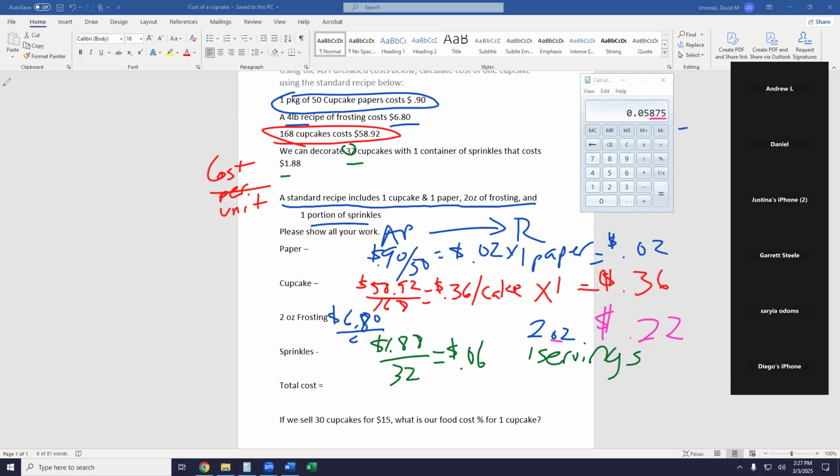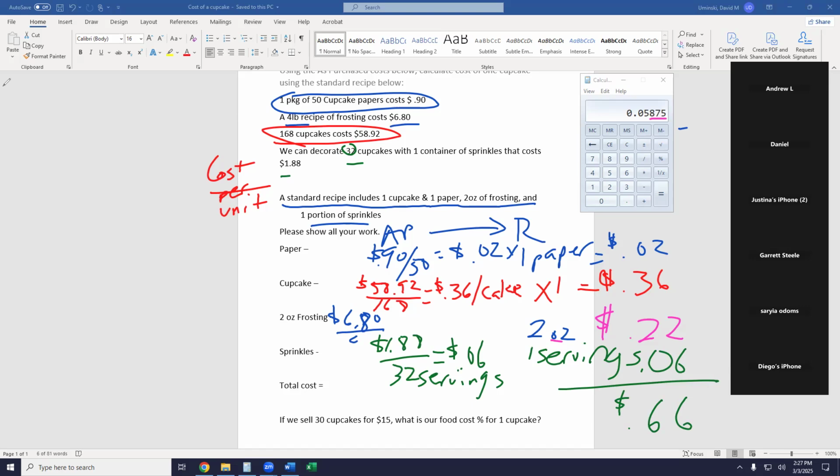And I get 32 servings. So my units did match at the very beginning. Okay, so I add my 6 cents, add it all up. I got 66 cents. If you got 64 cents or 65 cents, I would count that correct. You're off by 1 or 2 pennies, but that's 66 cents per cupcake.